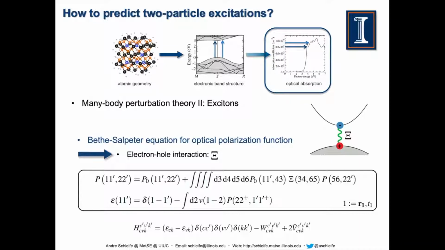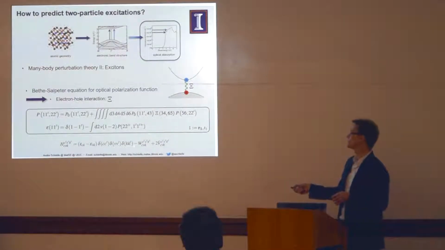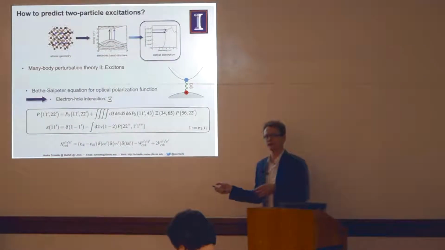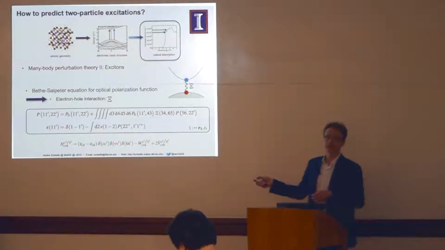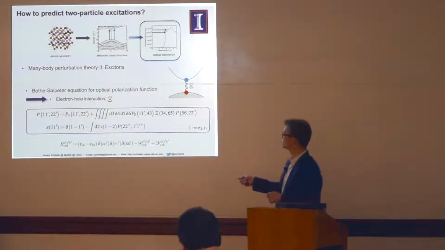But since it's a two-particle excitation, you have off-diagonal elements. And you have these two specific terms here. One is an unscreened Coulomb potential, so this is taking into account local field effects. And then you see W again. So W is, as I said before, the screened Coulomb interaction. Okay, so these two are the off-diagonal terms.